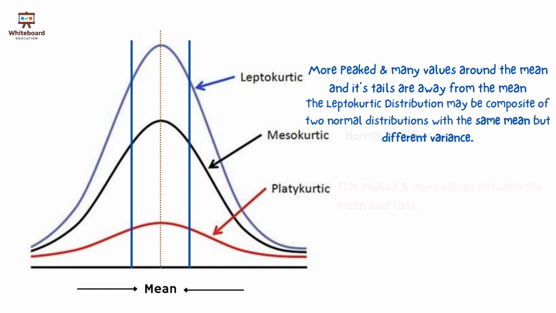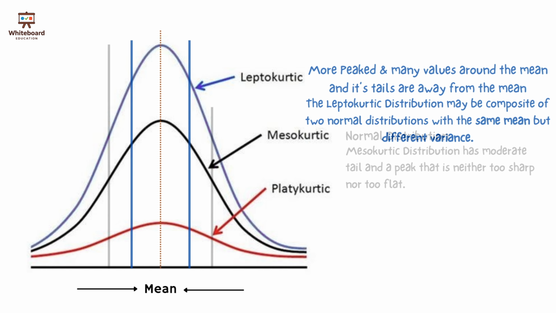A Leptokurtic distribution may be a composite of two normal distributions with the same mean but different variances. Remember, if the distribution is more peaked, then the means are often close together or same. And variance depends on the spread of the distribution. So that's why if the tails of the distribution are away from the mean, then we have different variances in the distribution. Next we have Mesokurtic distribution.